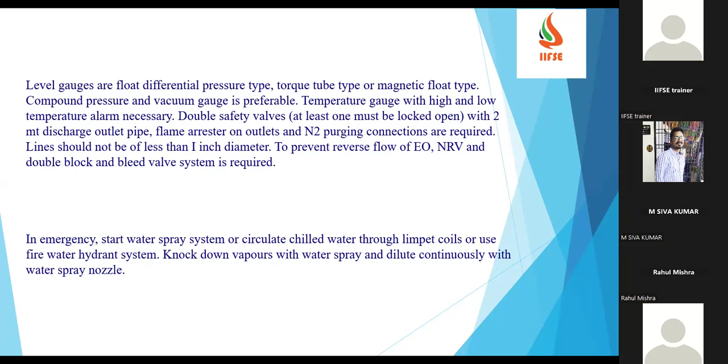Then double safety valves, at least one must be locked open, with 2 meter distance from the outlet pipes. And flame arresters, and an N2 purging connection should be there to remove the flammable mixture from the specific area. And prevent the reverse flow of the EO with an NRV, a non-return valve. A double block and bleed valve system is also required. This kind of setup is used especially for maintenance of the pipelines. This is also one of the systems we can implement.